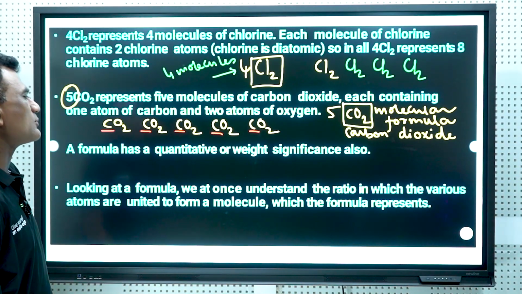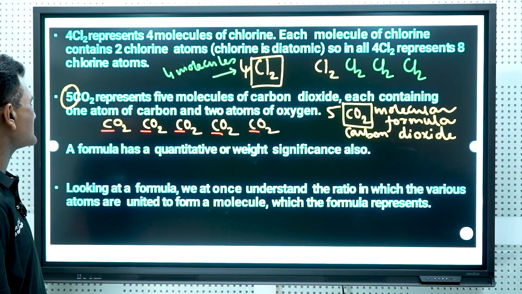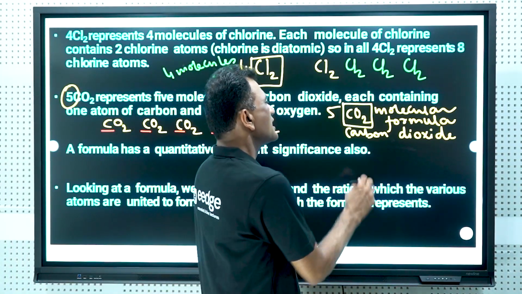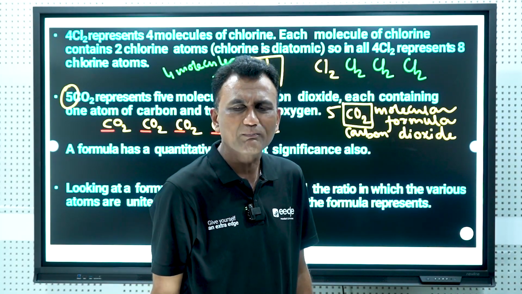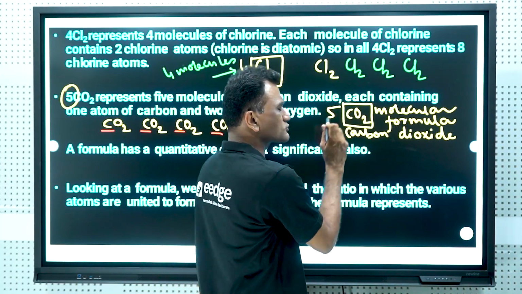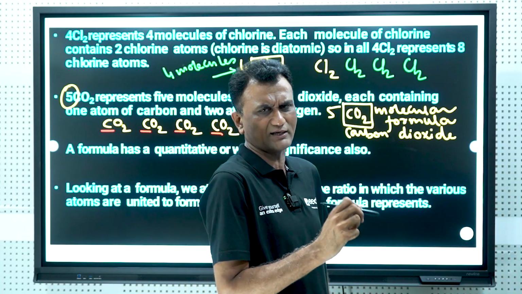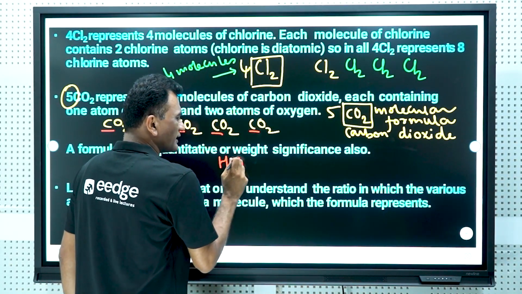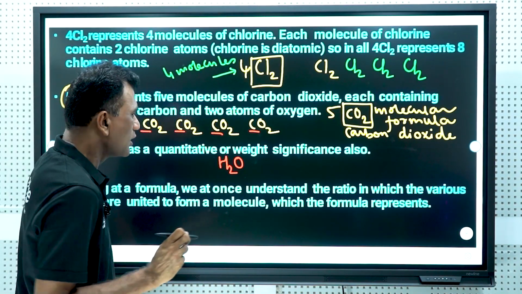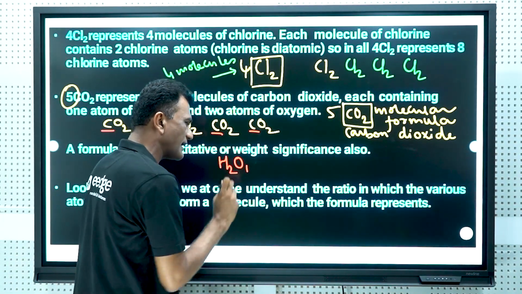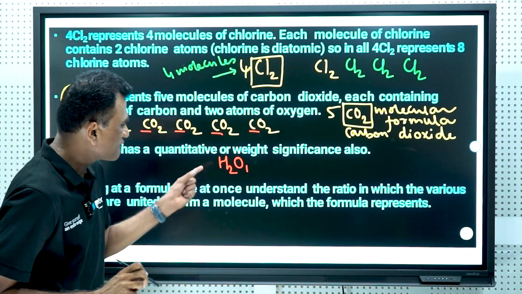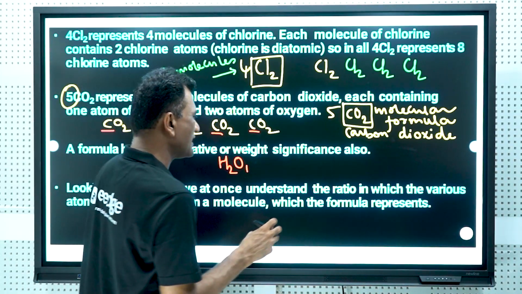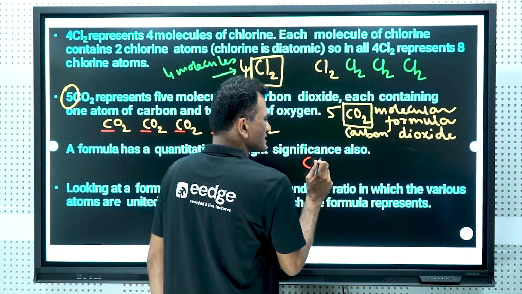Looking at a formula, we at once understand the ratio in which various atoms are united to form a molecule, which the formula represents. So when we write CO2, it means that the number of carbon atoms to the number of oxygen atoms is in the ratio 1:2, right? When we write the formula of water, H2O, it means that water contains hydrogen and oxygen atoms in the ratio 2:1. We have twice the number of hydrogen atoms as compared to oxygen atoms, right?